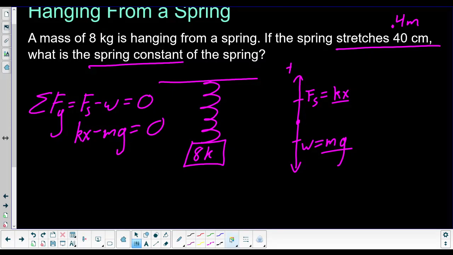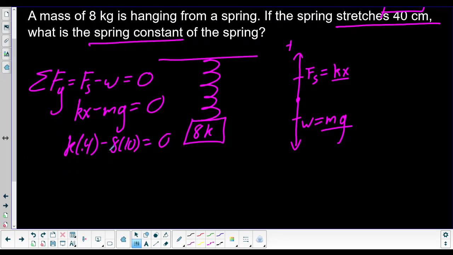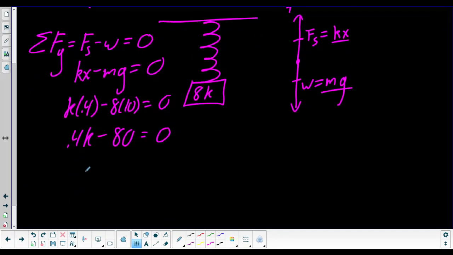Now we can go ahead and plug in some numbers and solve. So k is what we're looking for. It stays a variable. x is 0.4, minus our mass is 8, g is 10 on Earth, equals 0. So we have negative 80. 0.4k minus 80 equals 0. We add the 80 over. 0.4k equals 80. And we divide by 0.4.